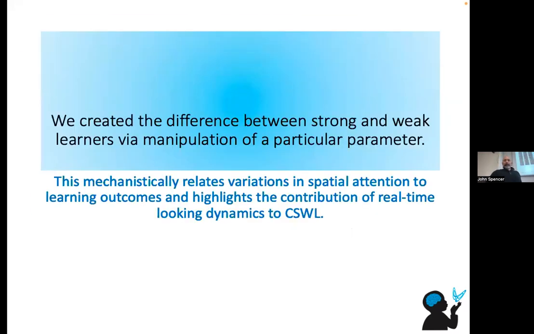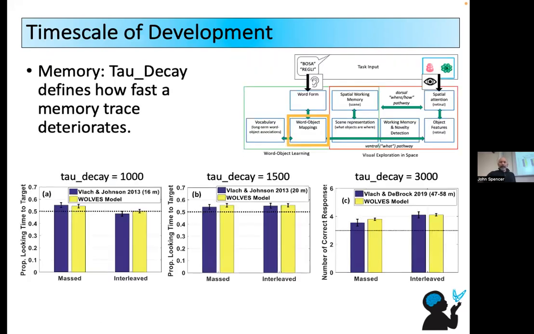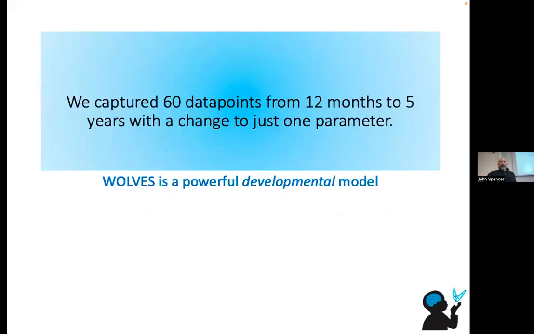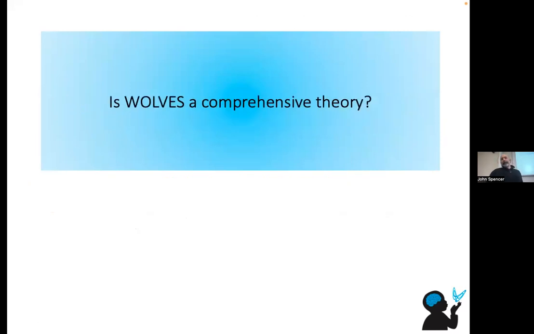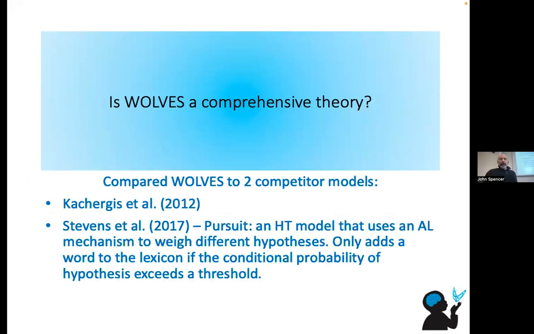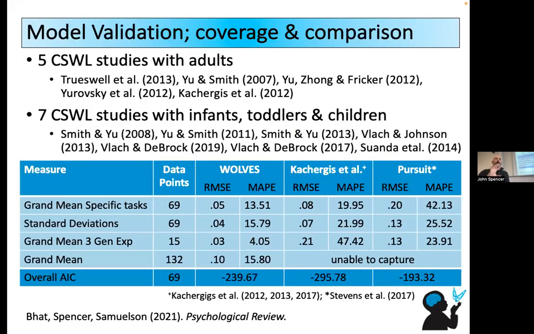Okay, I'm going to just skip through our developmental story, which I was expecting to have to skip anyway. Let me just end with this simple question of, is WOLVES a good theory? So we ended up comparing WOLVES to two competitor models, essentially the best associative learning model out there and the best hypothesis testing learning model out there. And we could fit the data from 5 cross-situational word learning studies with adults and 7 cross-situational word learning studies with infants, toddlers, and children.